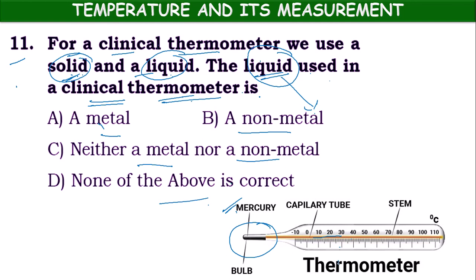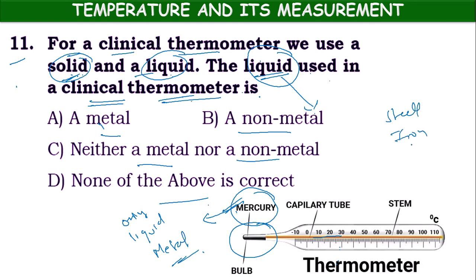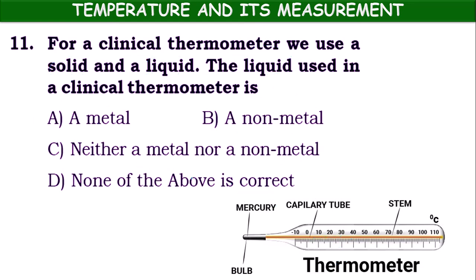But in most clinical thermometers, they will make use of mercury, which is the only liquid metal. Metal means we might know about steel, iron. These are all metals. Most metals are solids, but mercury is the only liquid metal which is used in thermometers. So the correct option is metal, children. So option A is correct.